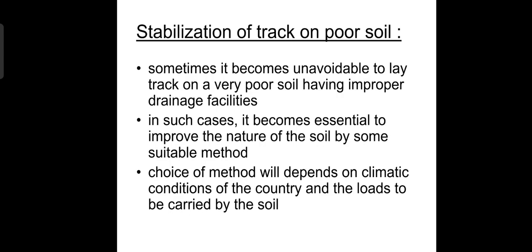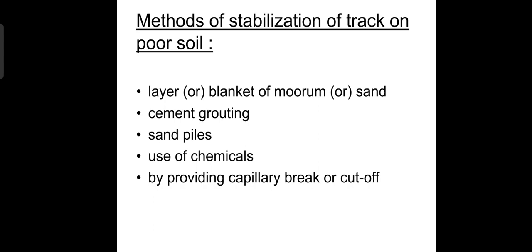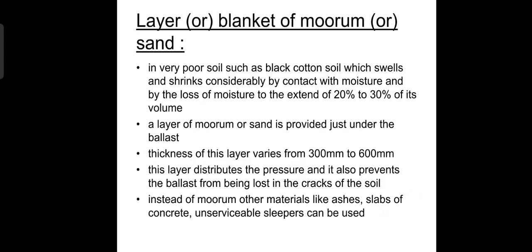Stabilization of the track on poor soil. Sometimes it becomes unavoidable to lay the track on very poor soil having improper drainage facility. In such cases, it becomes essential to improve the nature of the soil by some suitable methods. Choice of method will depend on the climatic condition of the country and loads to be carried by the soil. Methods of stabilization of the track on poor soil: layer or blanket of muram or sand, cement grouting, sand piles, use of chemicals, providing capillary break or cut off.